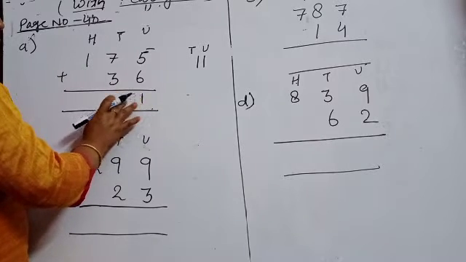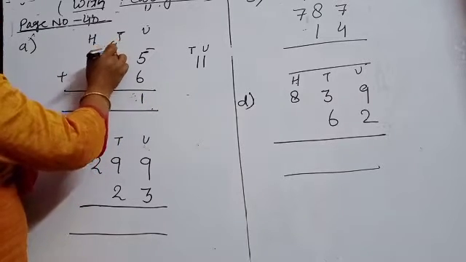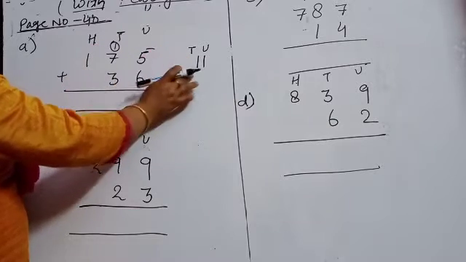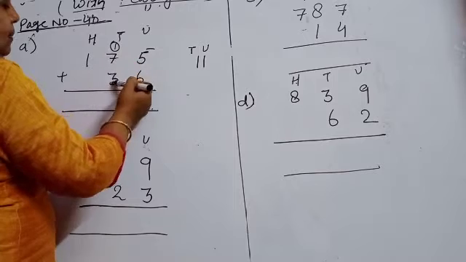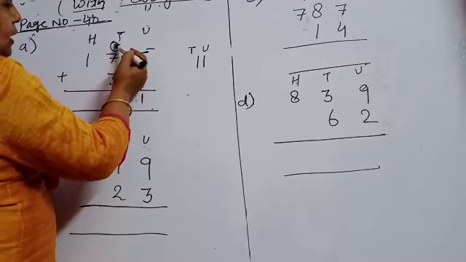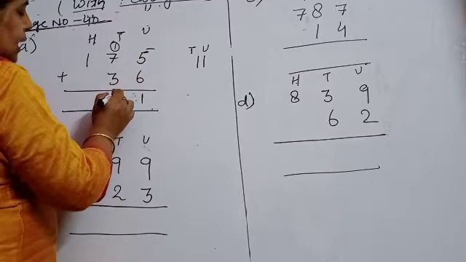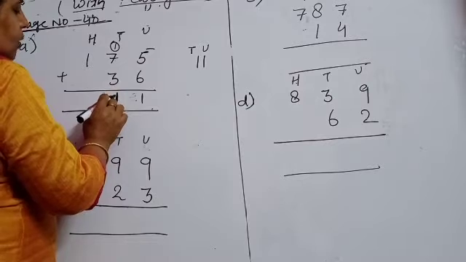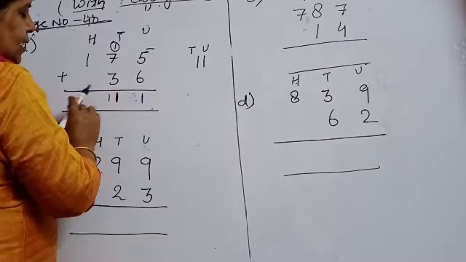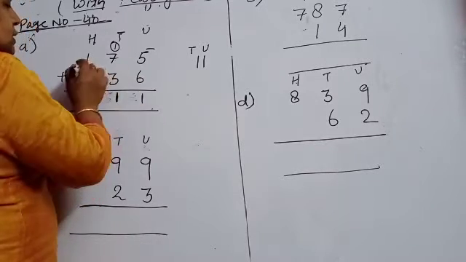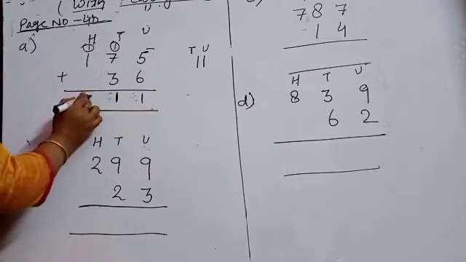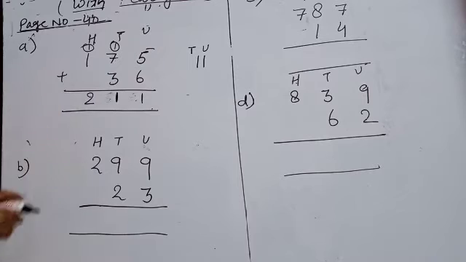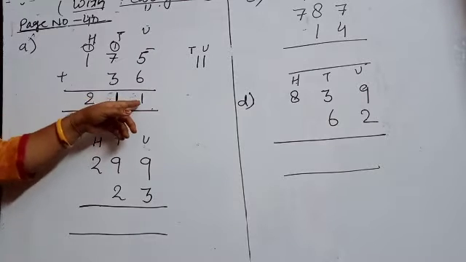So what we will do, this will go here as a carryover, because it is on the tens place. Now 7 plus 3 is 10, and 10 plus 1 is 11. Again one carryover is coming. But here we can't write 11 again, so it will be wrong. So this carryover will go to the 100 place, and 1 plus 1 will become 2, so it will become 211.